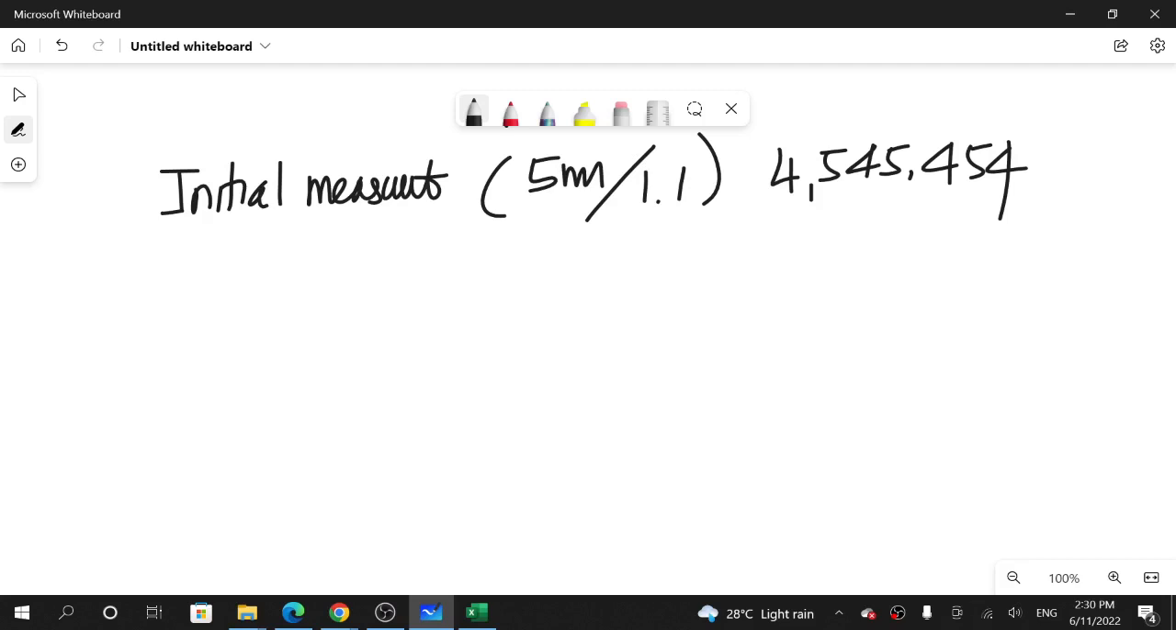Then continue writing. Difference of rupees 454,546. Within bracket write down 5 million minus 4,545,454. Should recognize as finance cost.